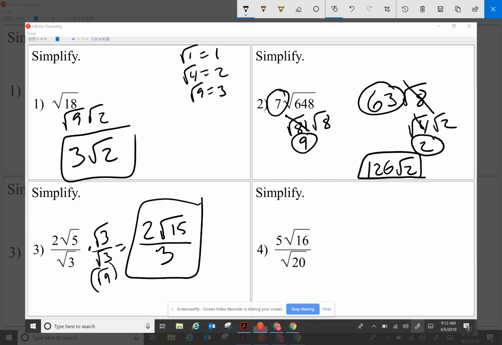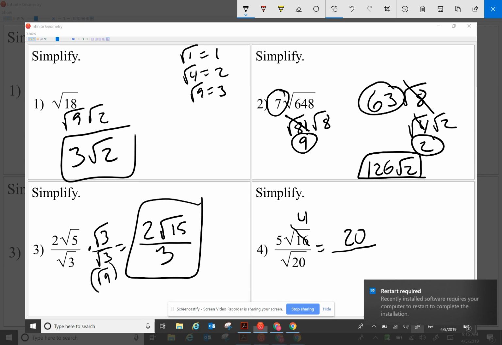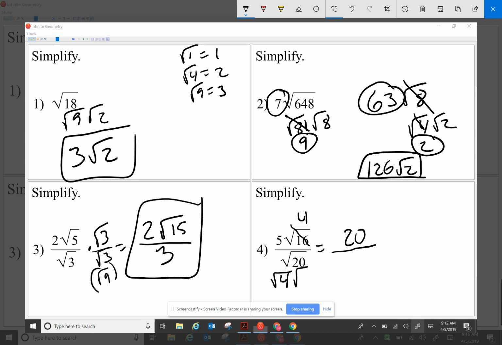Now, let's take a look at question number 4. The top is basically, the square root of 16 is 4. So on the top to begin with, I have 20. I know I said I cannot mix a whole number with a radical, but this radical became a whole number. So whole number times a whole number gives me, in this case, 20. Radical 20 at the bottom, I can simplify that as radical 4 times radical 5. So I'm going to call this 2 radical 5.